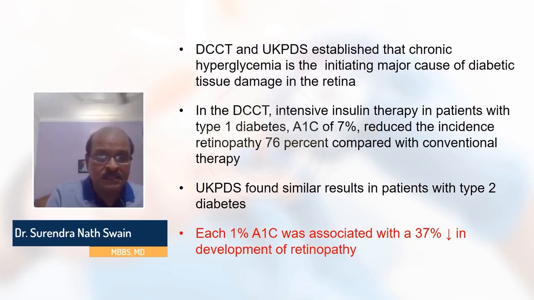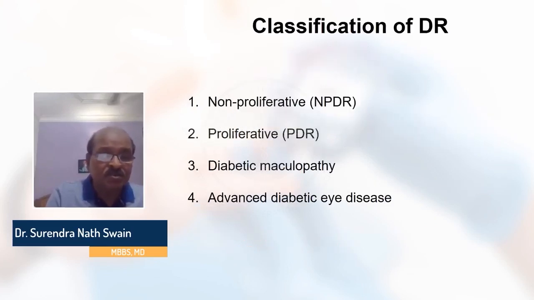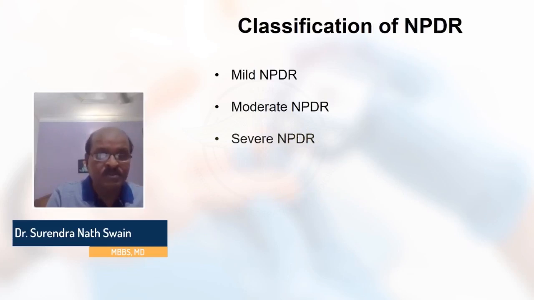One must ascertain this. So the classification of diabetic retinopathy is: non-proliferative diabetic retinopathy, proliferative diabetic retinopathy, diabetic maculopathy, and advanced diabetic eye disease. These are the four varieties.